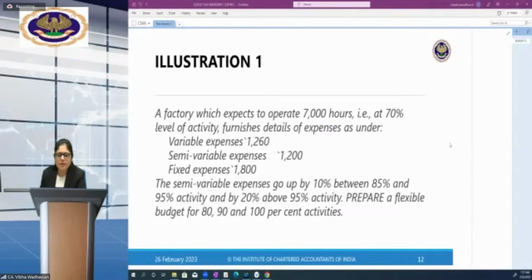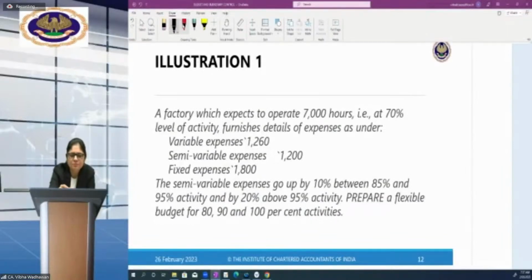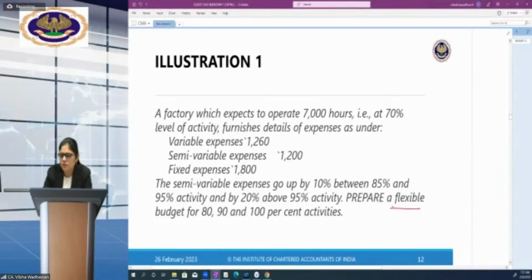The semi-variable expenses go up by 10% between 85% and 95% and by 20% above 95% activity. Prepare a flexible budget. So basically, we have to make a flexible budget here. So you have to make a flexible budget for 80, 90 and 100% activities. All right.